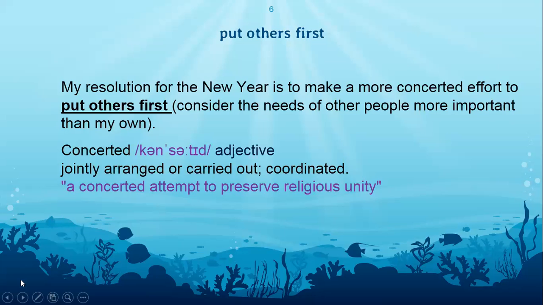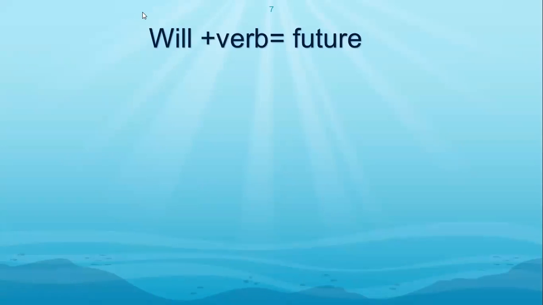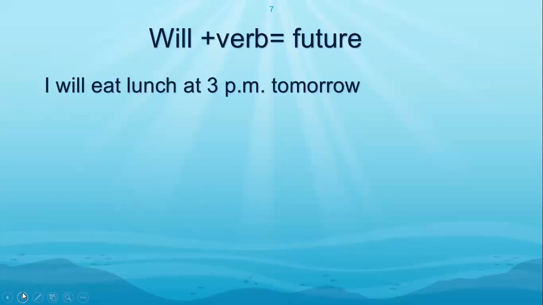Okay, you will learn it. And now I am moving on. So we are going to talk about some grammar. Usually we use will plus verb to talk about the future. Will plus verb. When you say I will eat lunch at 3 p.m. tomorrow, I will eat lunch at 3 p.m. tomorrow, is this correct or wrong?